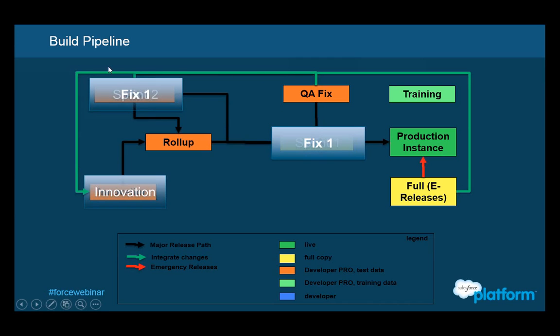And just to be clear, these arrows here in green and these arrows here in black, this is all handled by Jenkins, and it's doing these checkouts from source control and deploying them using the force.com migration tool to these different environments.